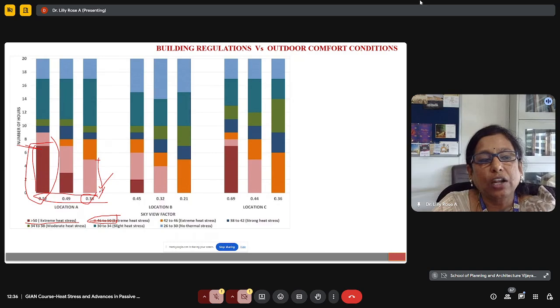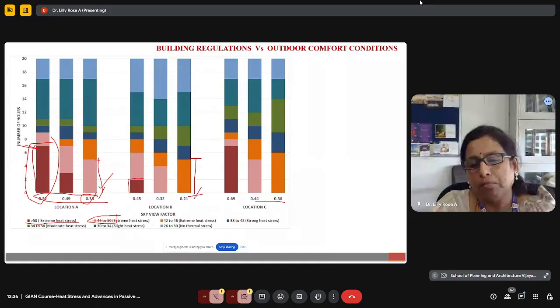So this has reduced the number of extreme heat stress hours in all three locations. Even in location B, which had just 2 hours of extreme heat stress, it is completely reduced, and it doesn't even have moderate heat stress. It just reduced to only, so this has significantly reduced to moderate heat stress or strong heat stress.